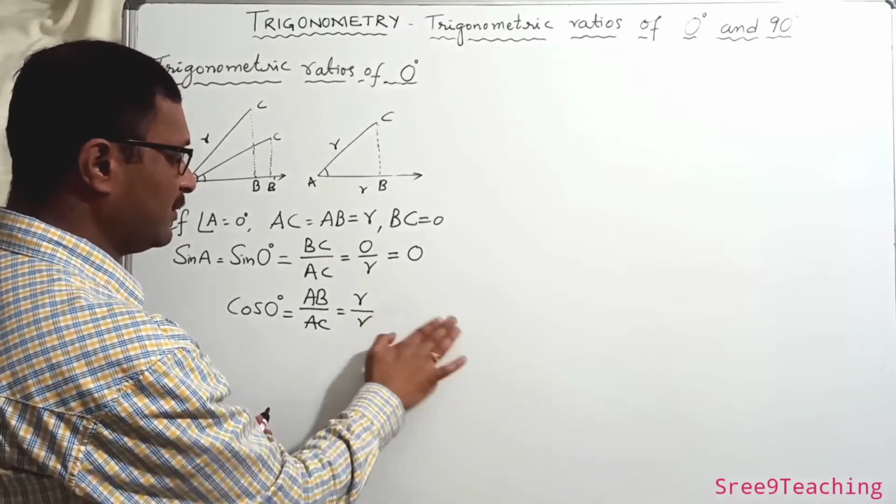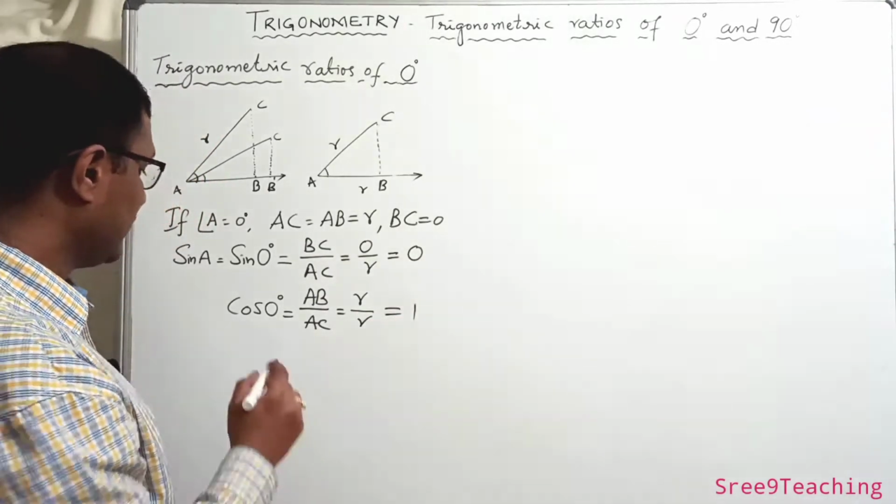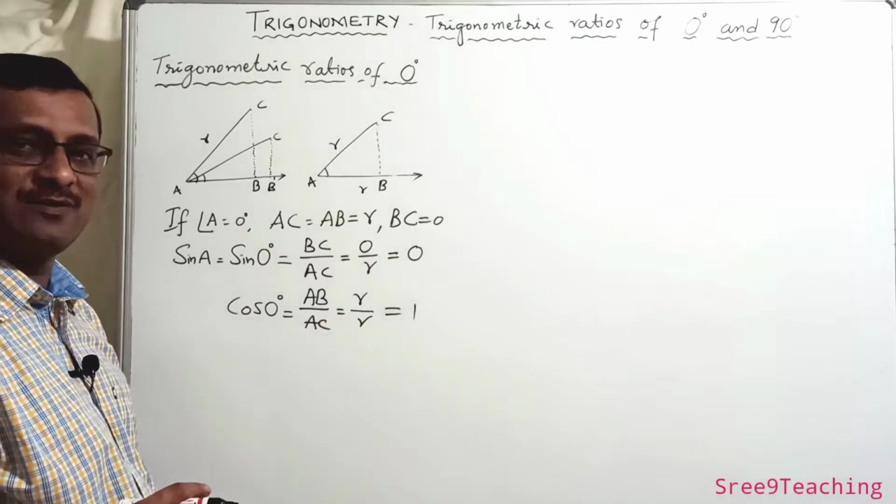So R by R, because numerator and denominator are both equal, the value is 1. So hence cos 0 degrees, we find its value is 1.